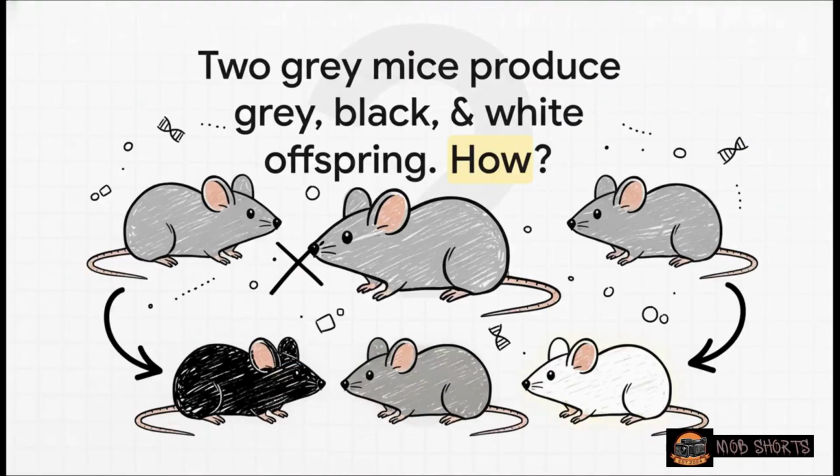Right. Here's the problem. You've got 2 gray mice. They have babies. And those babies are not just gray. Some are black and some are white. The question is, how is that possible? Now, what's the giant clue here?